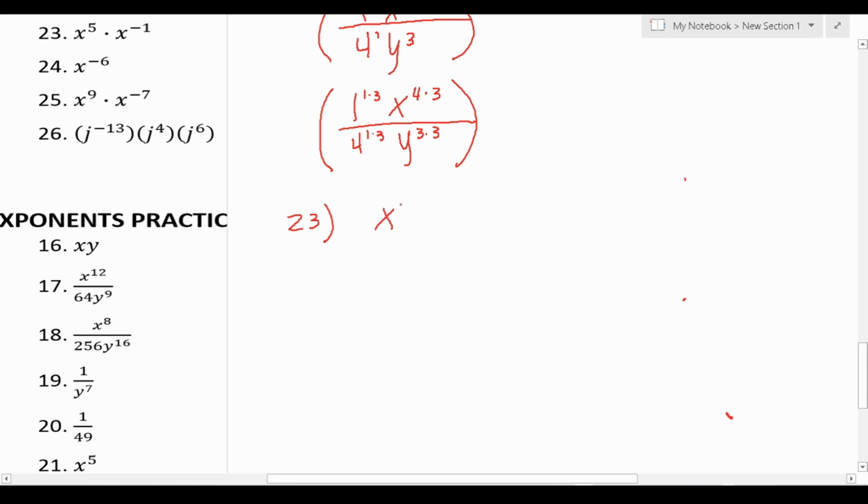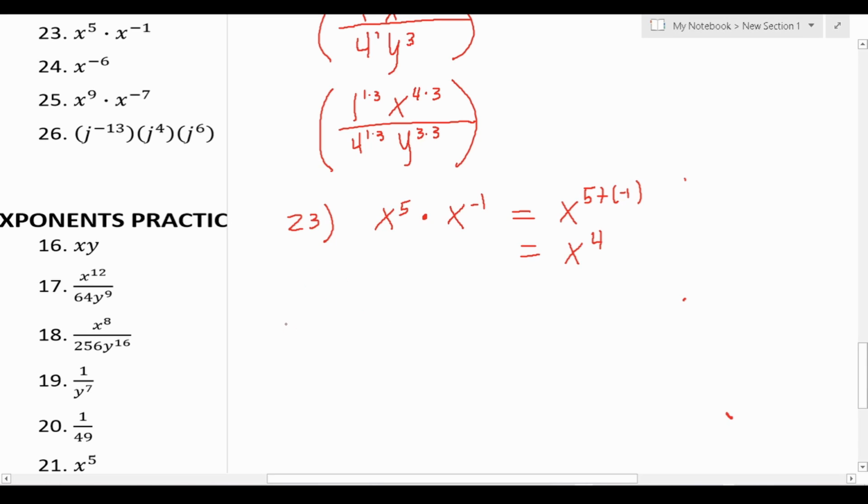23 says x to the 5th times x to the negative 1st. So again, this is going back to the product rule. We have base x times something also to base x. So according to the product rule, you write down the base x and then simply add their exponents. So this is 5 plus negative 1, which is the same as 5 minus 1, which is just going to be 4. So this is x to the 4th.